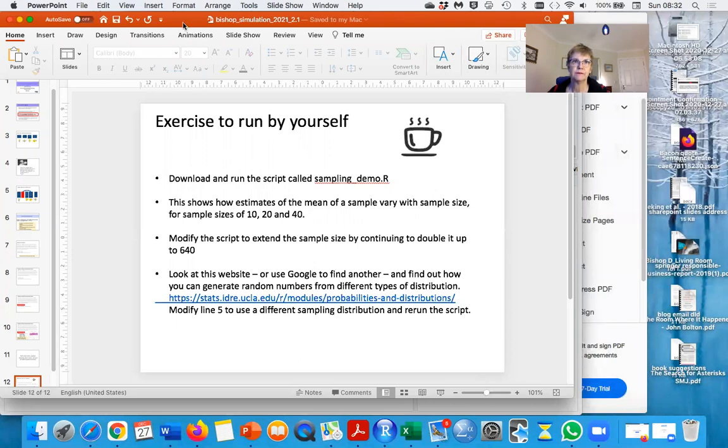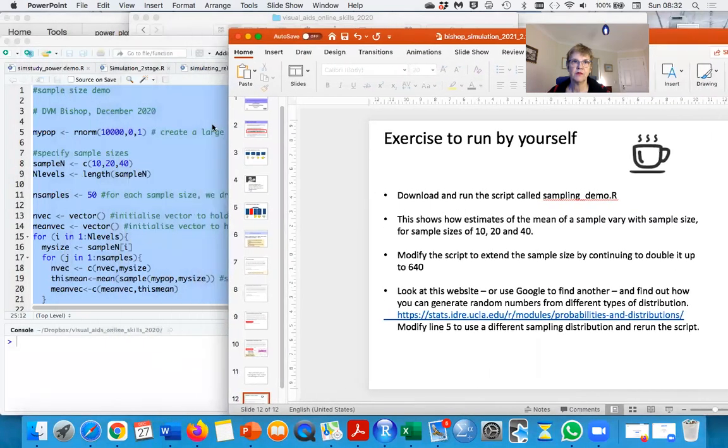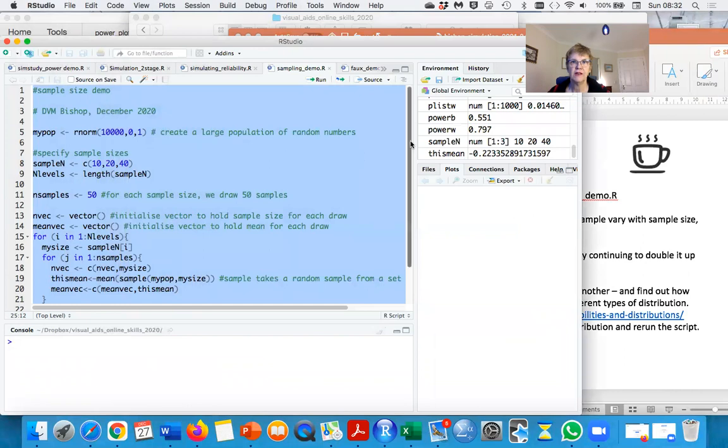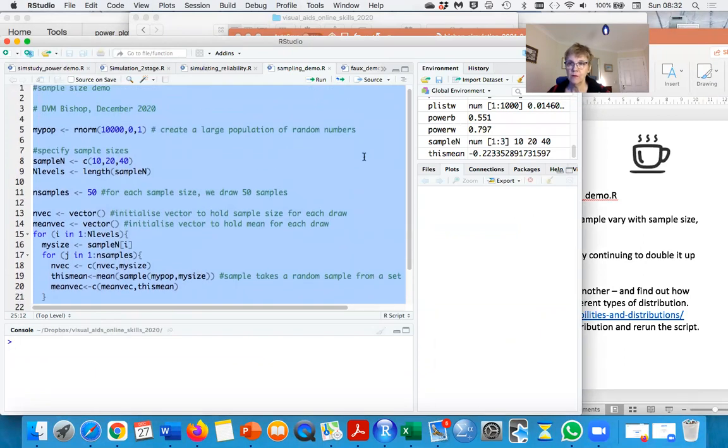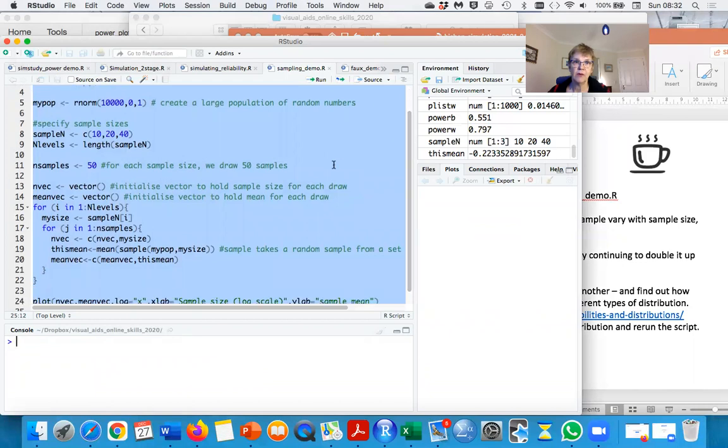Here we are. So it's quite a short little script, and if you run it, you should see a plot of estimates of the mean against sample size. In this case, we're not looking at the binomial distribution, we're looking just at the normal distribution yet again, and we're looking at means taken from a normal distribution. I think that's what I did. Anyway, we'll see.